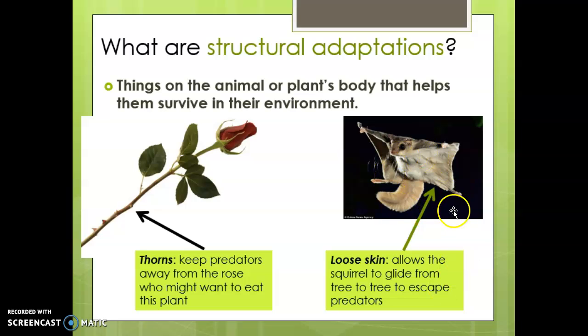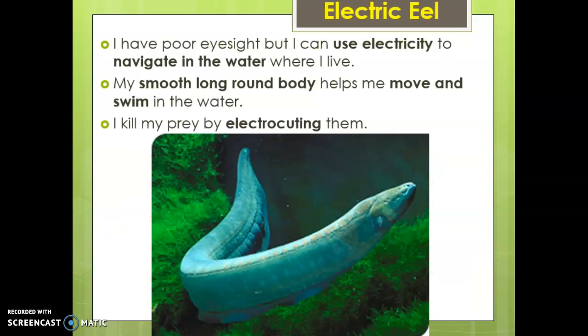Let's look at an animal example. This squirrel has loose skin. It allows the squirrel to glide from tree to tree to escape predators. Now let's take a look at different structures of different animals in different ecosystems.